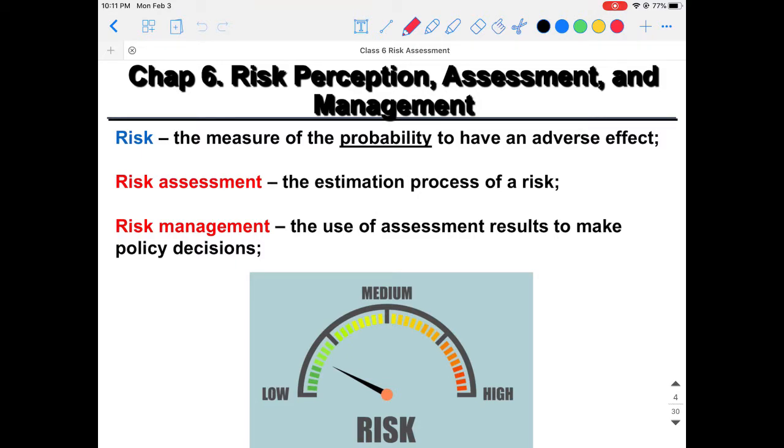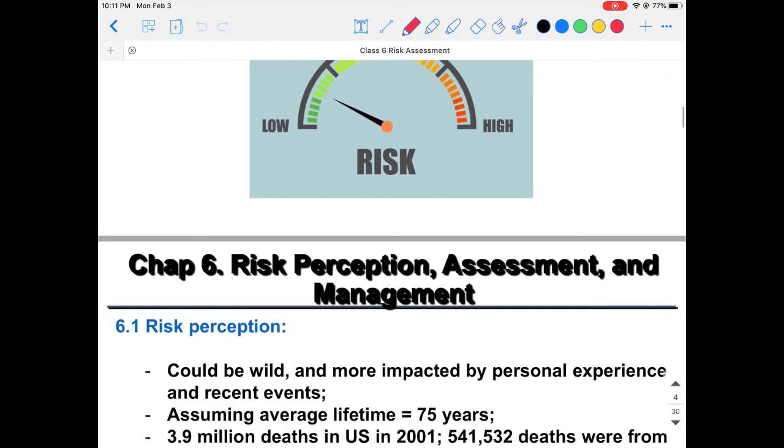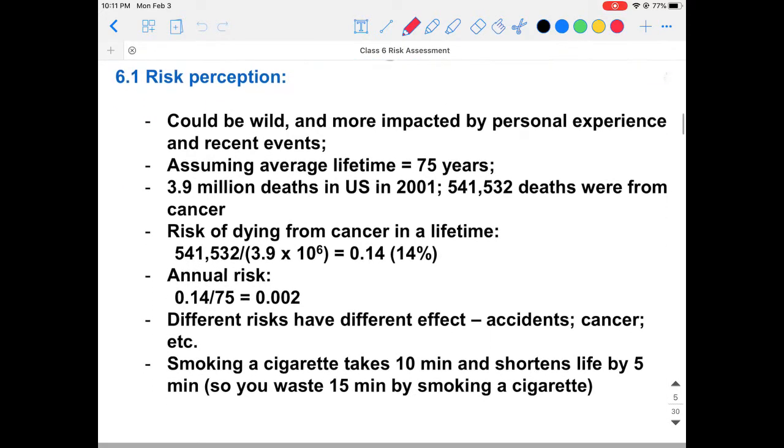We're not really sure that it's going to cause the adverse effect, right? So that's why we need to calculate or define a probability here. And we're not saying that it's for sure that an adverse effect is going to happen. So risk assessment is the estimation process of a risk. And risk management is the use of assessment results to make policy decisions.